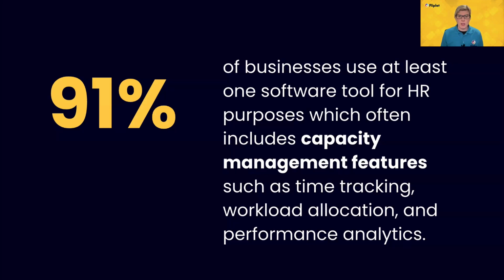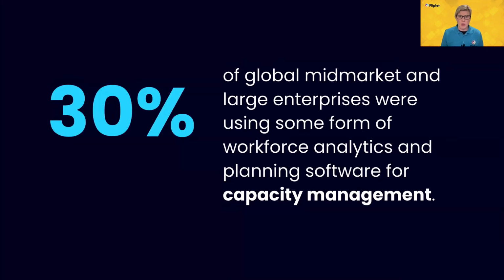According to a survey by Capterra, approximately 91% of businesses use at least one software tool for HR purposes, which often includes capacity management features such as time tracking, workload allocation, and performance analytics. This high adoption rate highlights the importance organizations place on leveraging technology to manage staff capacity effectively. And a statistic from a Gartner report in 2020 said that 30% of global mid-market and large enterprises were using some form of workforce analytics and planning software for capacity management. This indicates a growing trend among larger organizations to invest in specialized software for managing employee capacity.